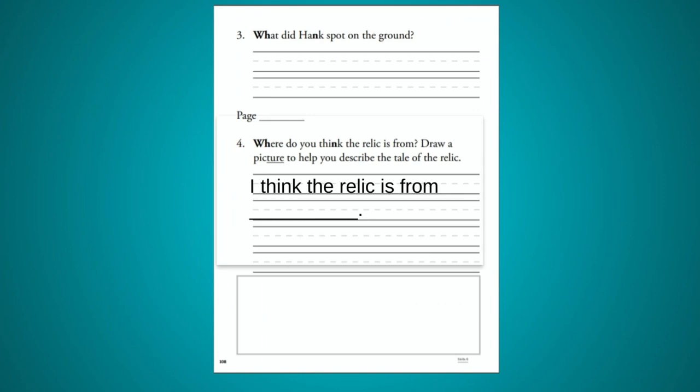Number 3, what did Hank spot on the ground? Hank spotted blank on the ground. And Hank spotted a relic on the ground. If you don't remember how to spell relic, you could go back and look at page 78. Or you could say that he found a shard of a pot on the ground. Either of those answers work well.